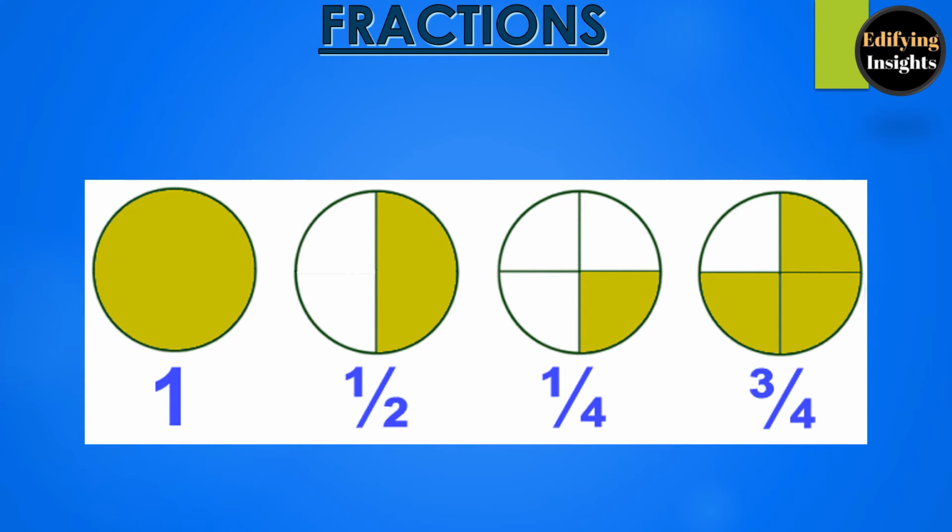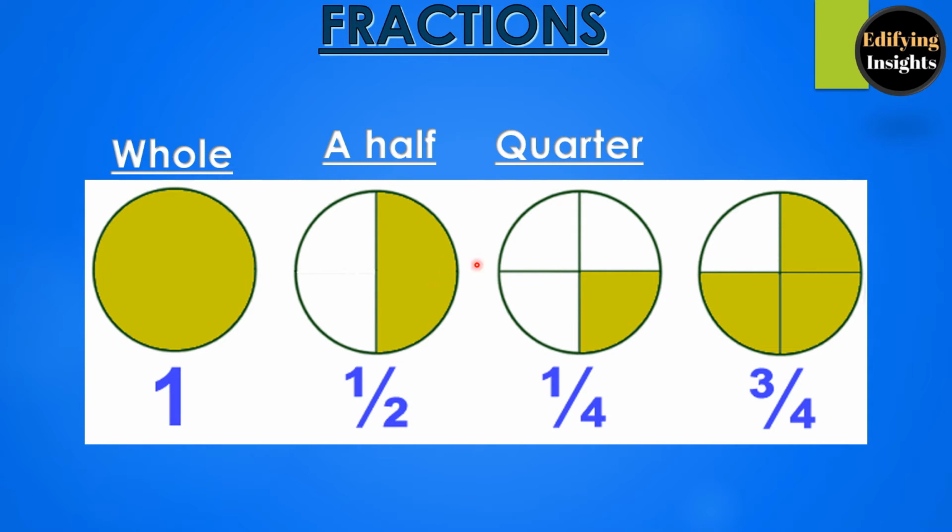Children, how do we write a fraction in numbers? One whole, we write it as 1. A half, we write it as 1/2. One circle is divided into 2 equal parts. Out of that we have taken one part, that is half. So 1/2. Now the next one is quarter.